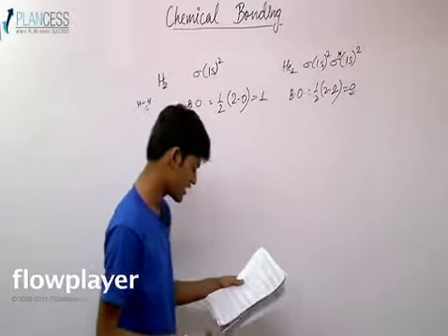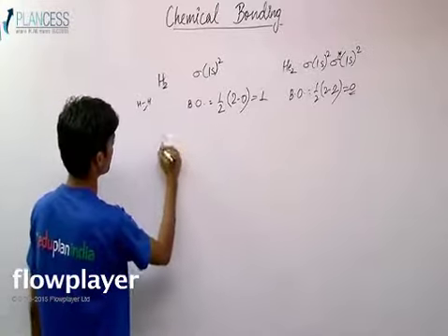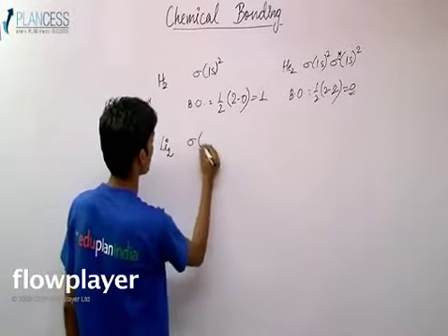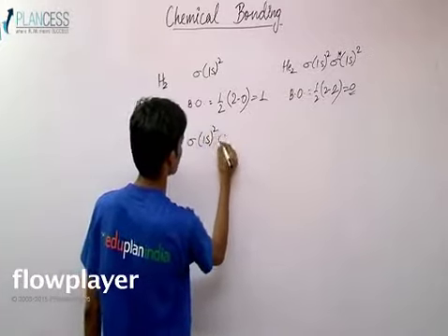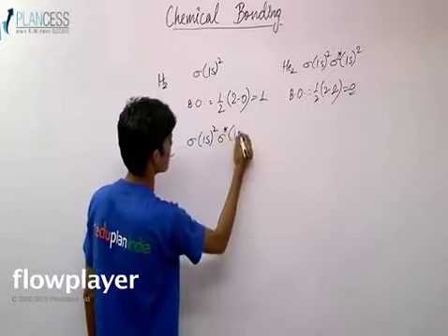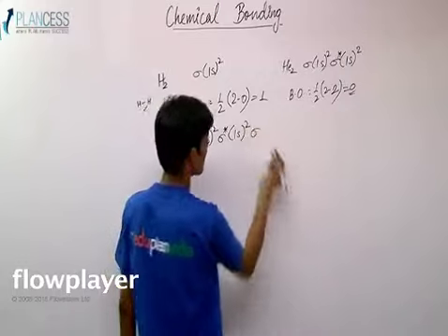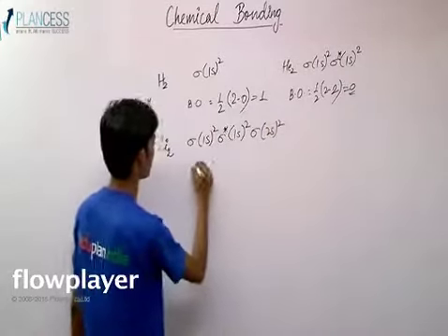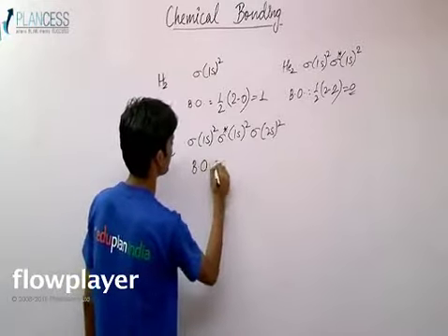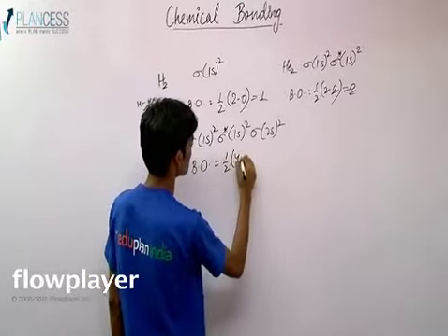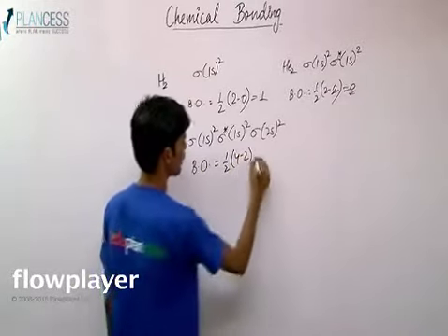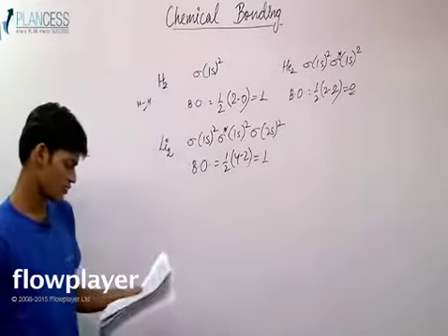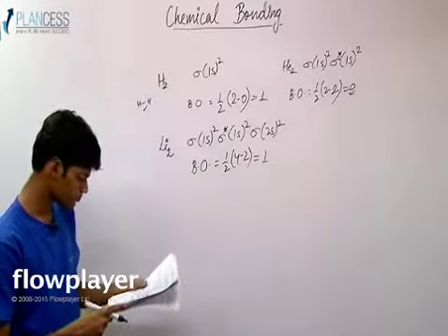Again, then we consider the lithium molecule, Li2 molecule. What happens to the Li2 molecule? Li2 has 6 electrons, so it would be sigma 1s2, then sigma star 1s2, then sigma 2s, and 2s will have 2. So the number of bonding electrons is 4 and the number of anti-bonding electrons is 2. So the bond order would be half into 4 minus 2, which is equal to 1. So Li2 has a bond order of 1.